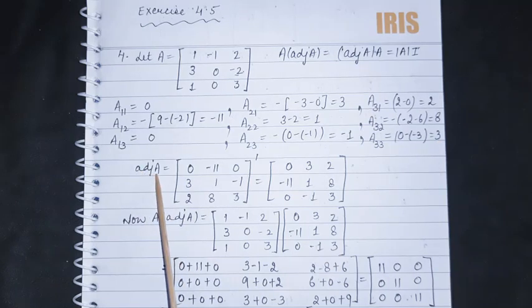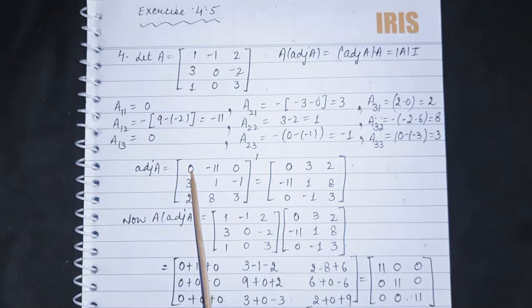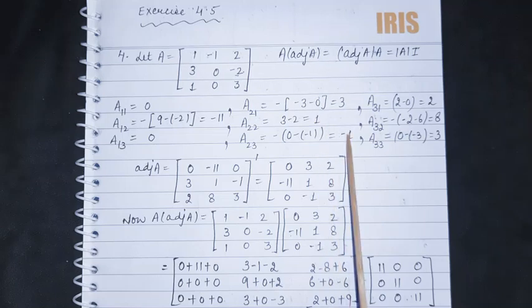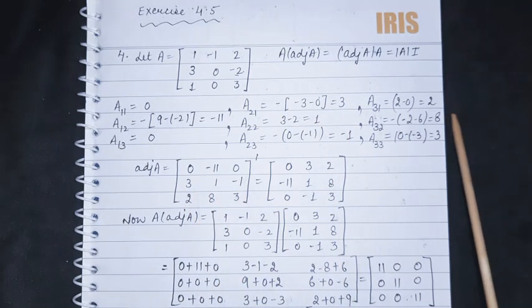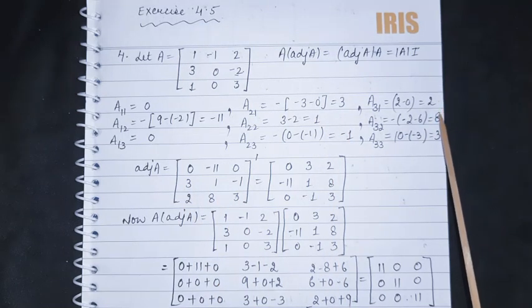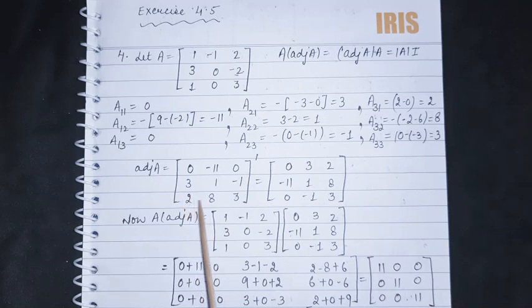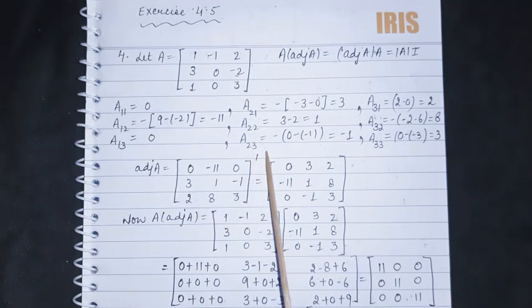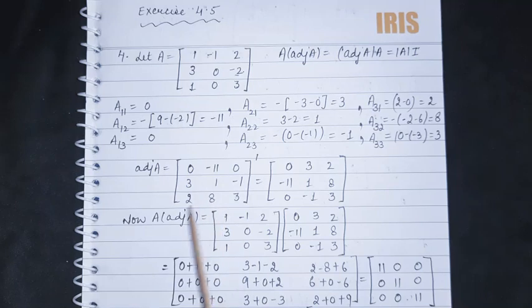Now for adjoint A, replace all the elements with the respective cofactors. So 0, minus 11, 0, 3, 1, minus 1. Here it is written. And the cofactors of third row, 2, 8, 3. Here it is 2, 8, 3. And this is our transpose. So let's take the transpose. First row will become first column. Second row will become second column. And third row will become third column. So we are done with adjoint A.